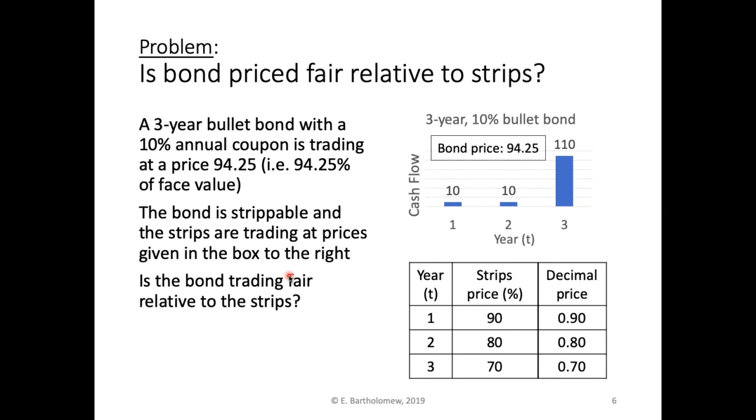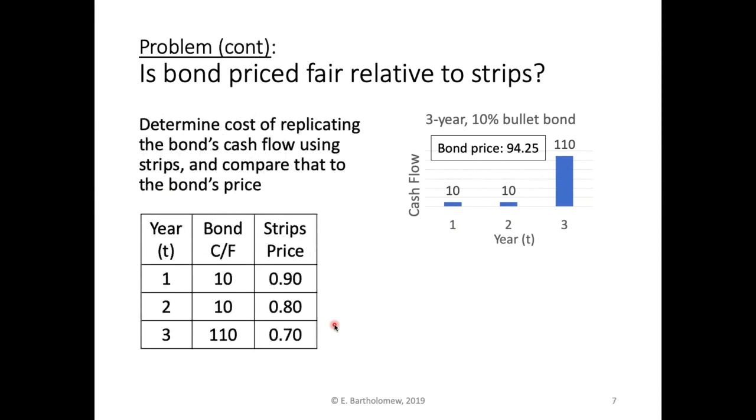So let's consider a specific numeric example. Suppose we have a 3-year bond with a 10% annual coupon and it's trading at a price of $94.25. So these are the cash flows, $10, $10, and $110, and the price for that today is $94.25. Now let's suppose also that this bond has been stripped, so the strips are trading in the market at prices of 90, 80, and 70 respectively for the 3 years. So the question is, is there an arbitrage available? Is the bond trading fair relative to the strips or not?